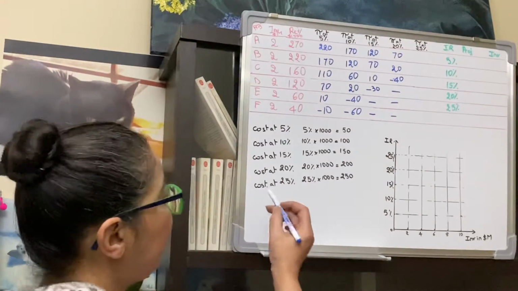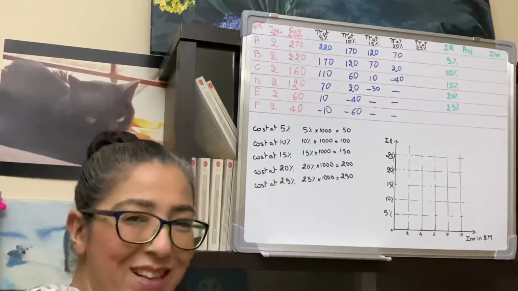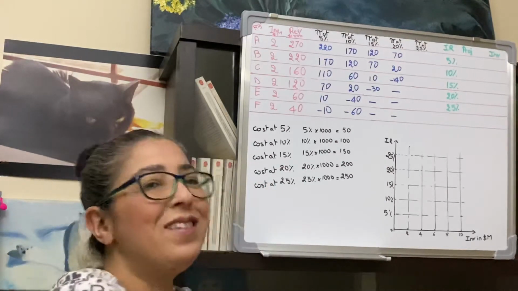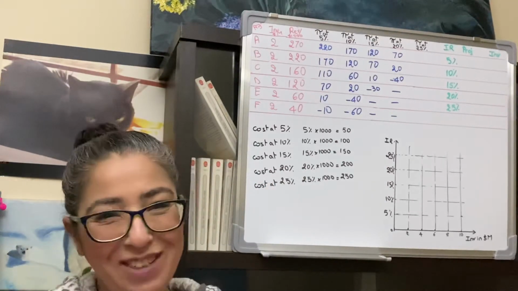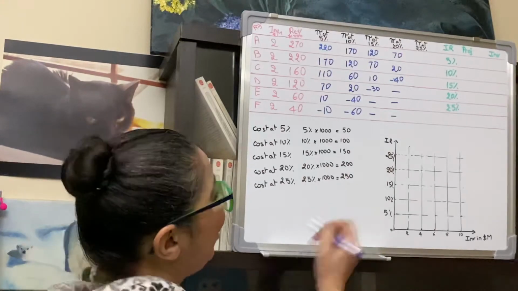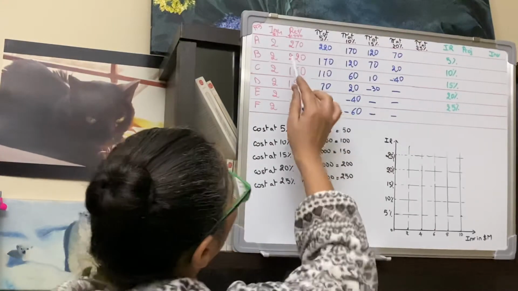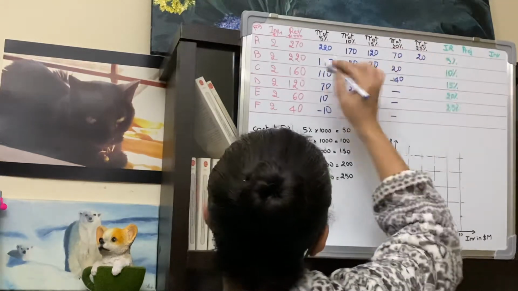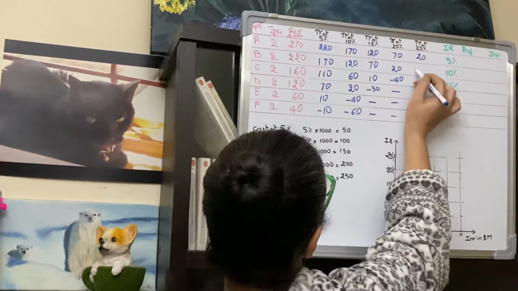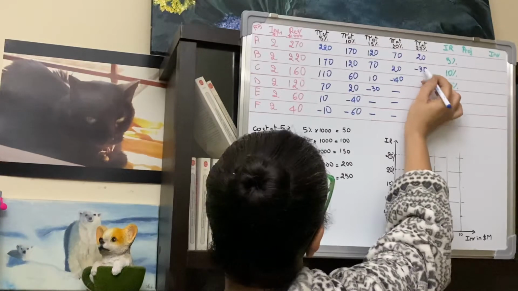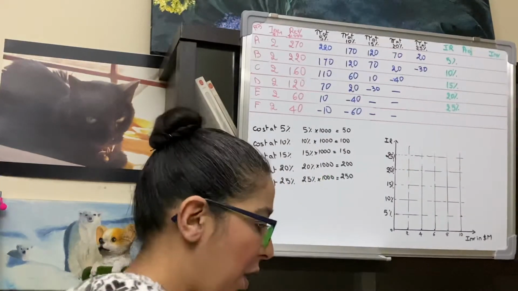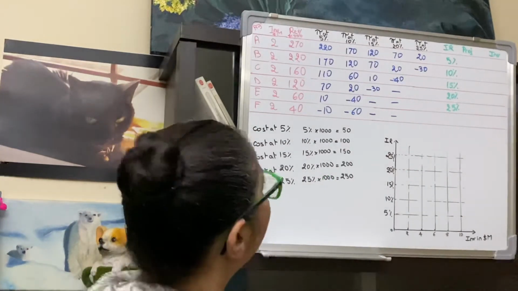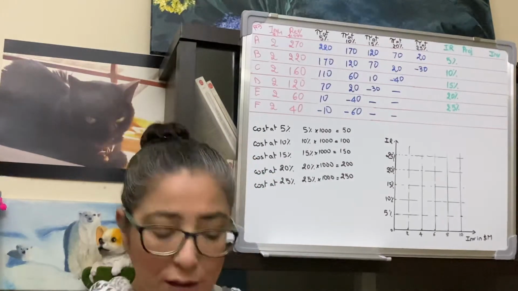Okay, cost at 25%, you guessed it, it's 25% times the $1,000 invested, which is going to be 250. So 270 minus 250, that would be 20. 220 minus 250, that would be, I think, negative 30. And we are done. Now let's look at the points.